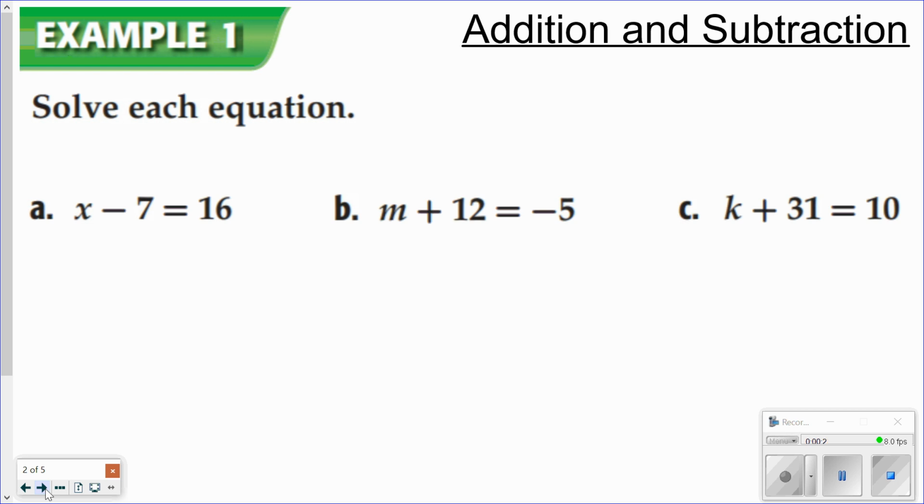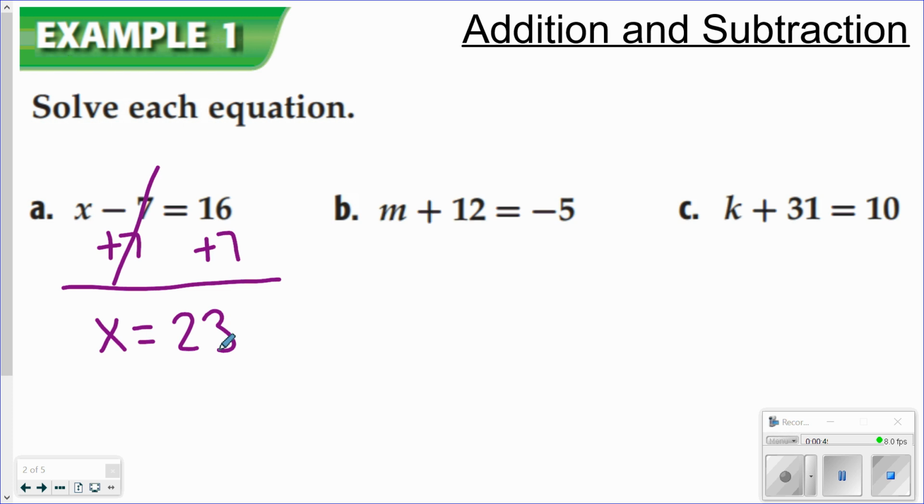So solve each equation. For A, we have x minus 7 is equal to 16. I want to get x by itself. So how do I get rid of a subtraction of 7? I'm going to add 7 on each side. When I do that, those 7's then cancel out, and I'm left with x is equal to 16 plus 7, which is 23. And I can double check that by plugging it back into the equation. Is 23 minus 7 equal to 16? And it is.